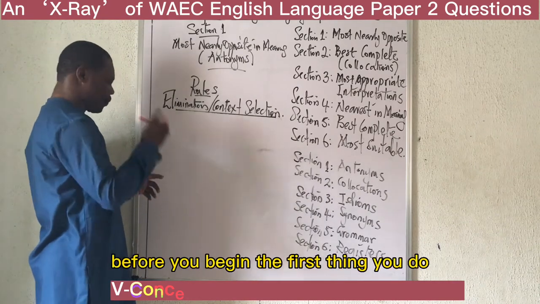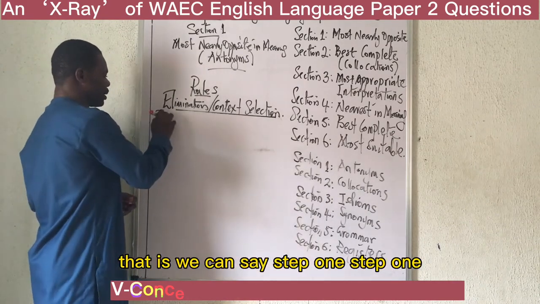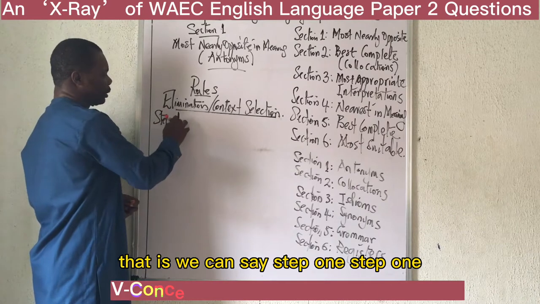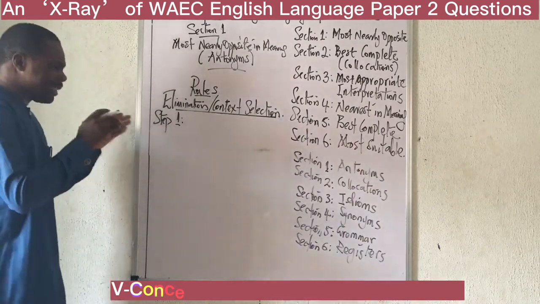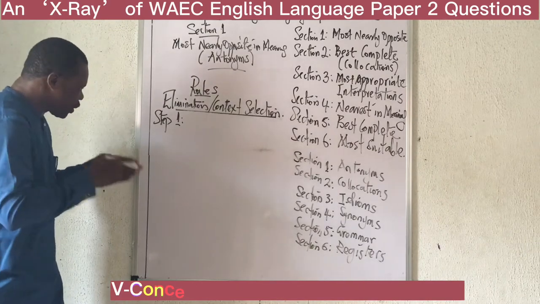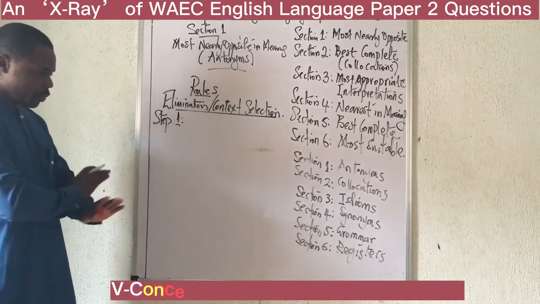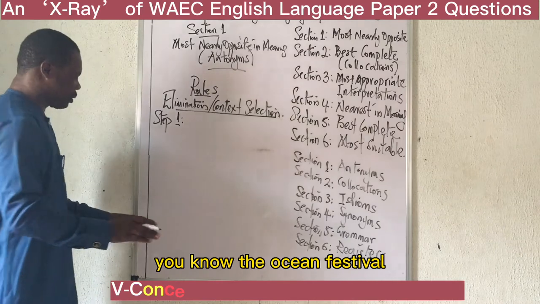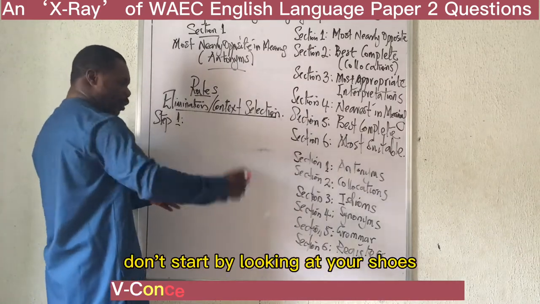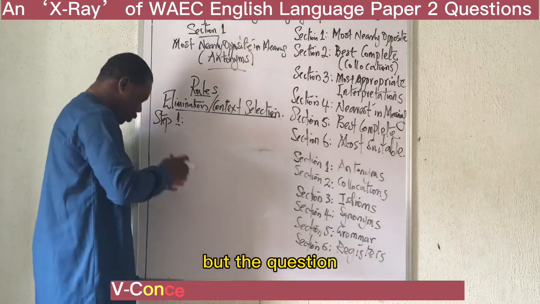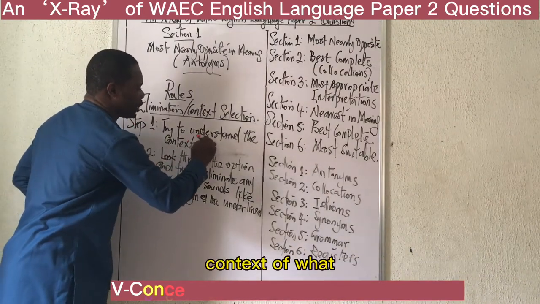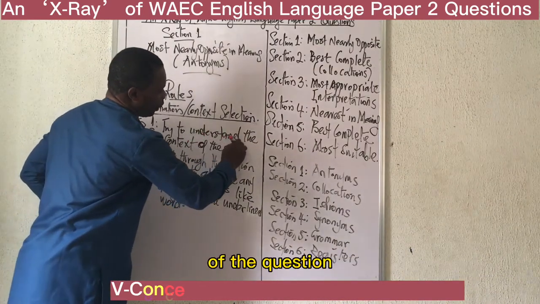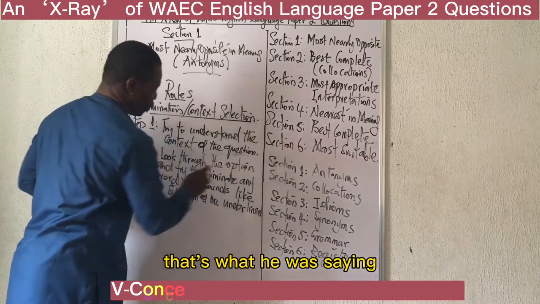And how do we use this rule? Before you begin, the first thing you do, that is, step one, try to understand the context. Try to understand the question. Ignore the options, first of all. That is, don't start by looking at the options, but the question. Step one, try to understand the context of the question. That's what the question is saying.